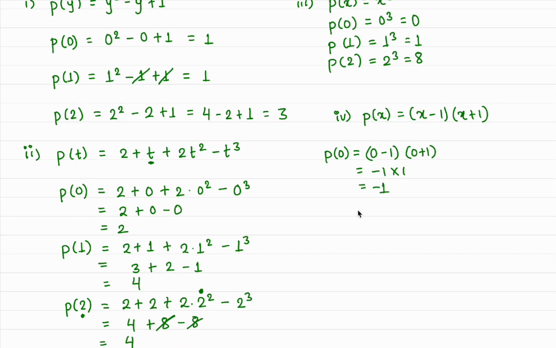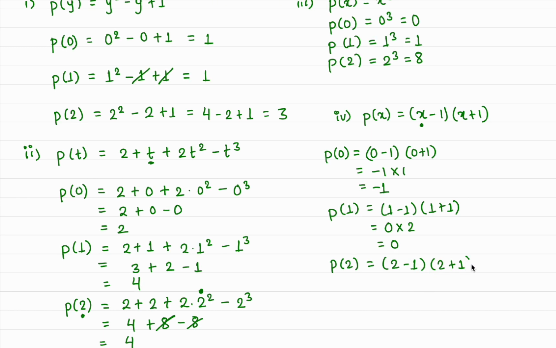Similarly, we can find p1. Now our x is going to be 1, so it's 1 minus 1 and then 1 plus 1, which is 1 minus 1 is 0, times 2 is 0. Again, let's find p2. For p2, our x is 2, so 2 minus 1, 2 plus 1, which is 2 times 3, which equals 3.